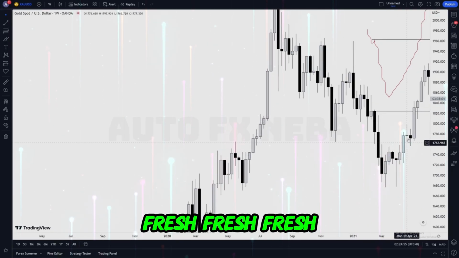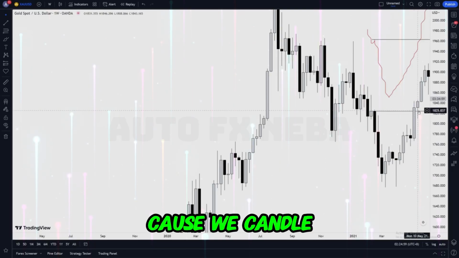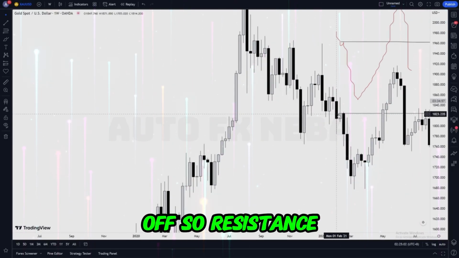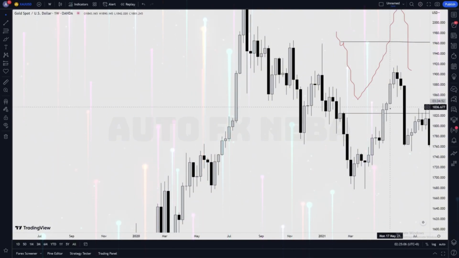No, fresh. Comes here, oh, it's a fresh. Oh, but she breaks. Why does it break? Because we candle body closes off. So resistance becomes support. See how price comes down and rejects this, goes up?